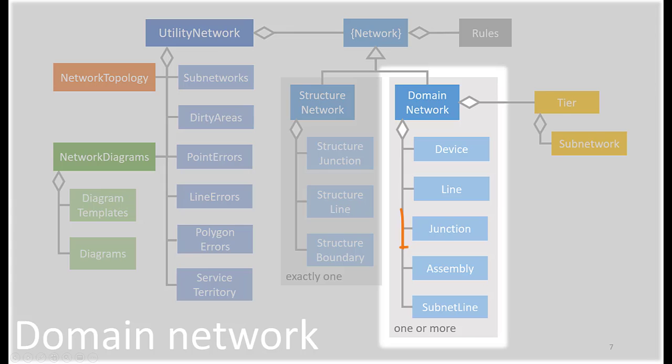A junction is another point, just like a device, but it doesn't have operational properties. It just connects your lines. So it's not smart. It's not capable of doing anything. It's just there for connectivity. The next category is an assembly. So an assembly represents a collection of like equipment that does a single feature.